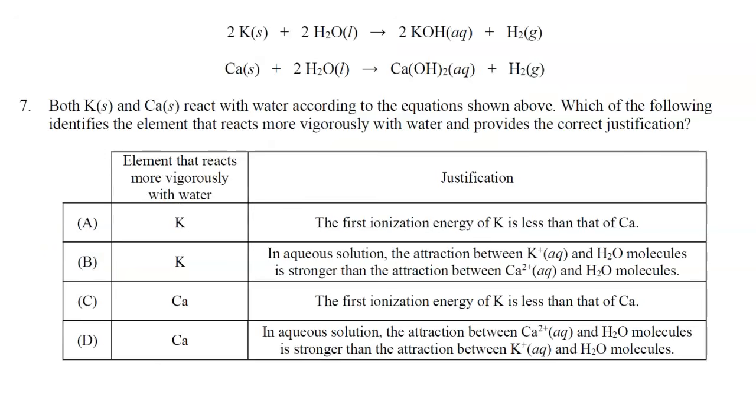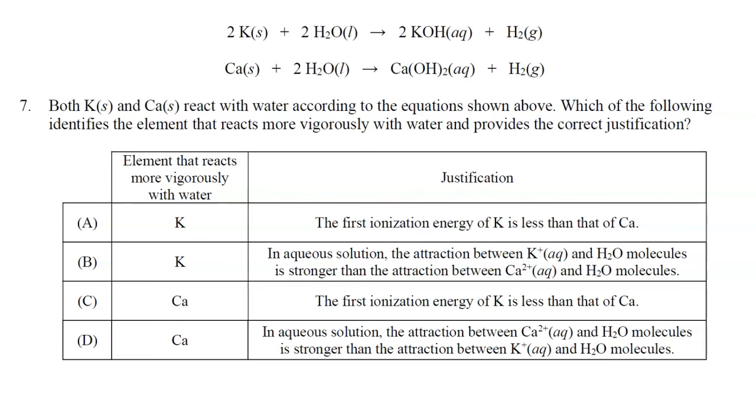Now let's take a look at question 7. In question 7, we are given two balanced chemical equations. The first equation involves potassium reacting with water to produce the ionic compound potassium hydroxide and hydrogen gas. The second equation involves calcium reacting with water to produce the ionic compound calcium hydroxide and hydrogen gas.